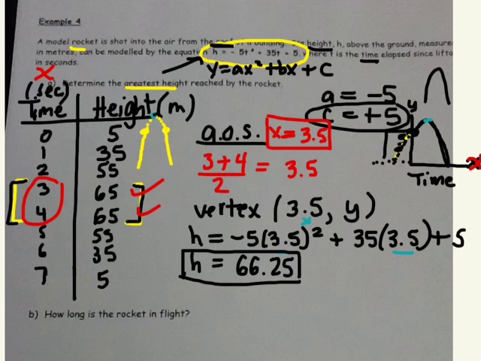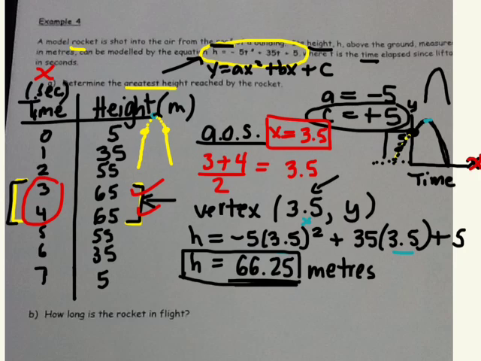what's the greatest height reached by the rocket? 66.25 meters. Okay? And when does it hit the greatest height? When does it reach the greatest height? After how many seconds? 3.5 seconds, good. And if we look at our table, does this make sense? 66.25 is just above 65, right?